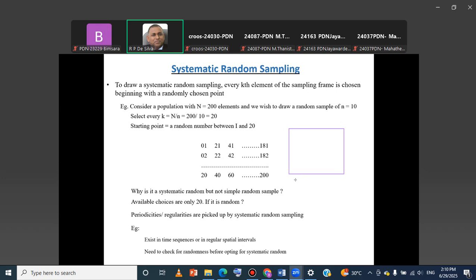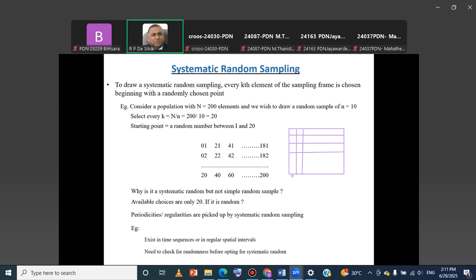Now, if we divide this 100 into, say, my drawing may not be very good, but if we divide like this and make a gridded structure, we have 1, 2, 3, 4, 5, 6, 7, 8, 9, 10, and 1, 2, 3, 4, 5, 6, 7, 8, 9, 10. So we have 10 by 10, 100 areas.